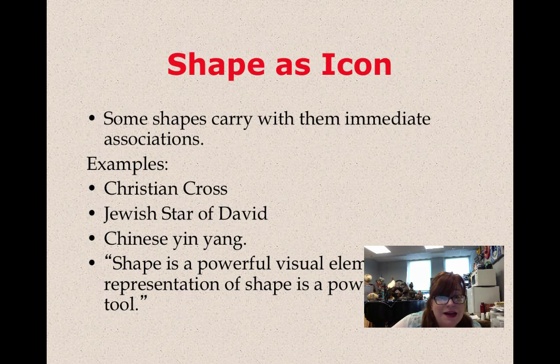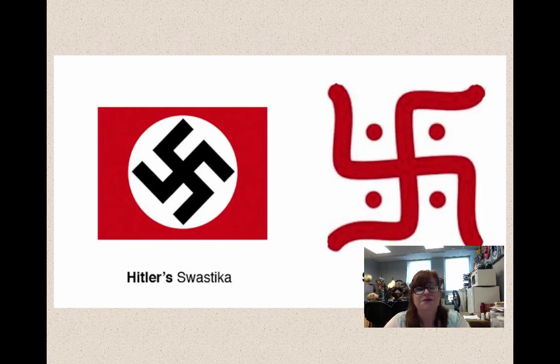And then shape as icon is very important. Some shapes carry immediate associations with them. So for example, if you were to see the Christian cross or the Star of David or the yin and yang symbol, it immediately brings things to mind for you. Shape is a powerful visual element, and the representation of shape is a powerful design tool. So for example, Hitler's swastika, immediately when you see that, you think of things. You can't help it.